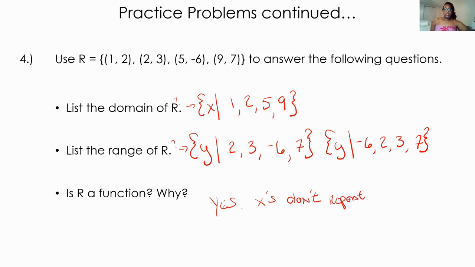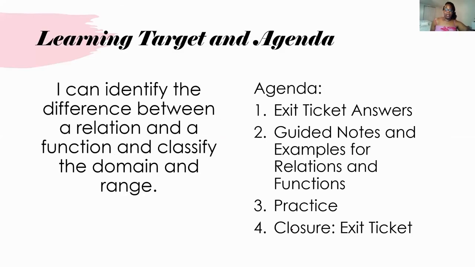All right. So, looking at our target, I can identify the difference between a relation and a function. A relation is the set of all your ordered pairs, and a function has that distinct one-to-one. And do we classify the domain and the range? The domain is the set of your x's, and the range is the set of your y's. And I want to say that we definitely looked at that. Boom. So we did our exit ticket answers from last time. We did some guided notes and some examples. Did a little practice. Now we're going to go to our exit ticket.